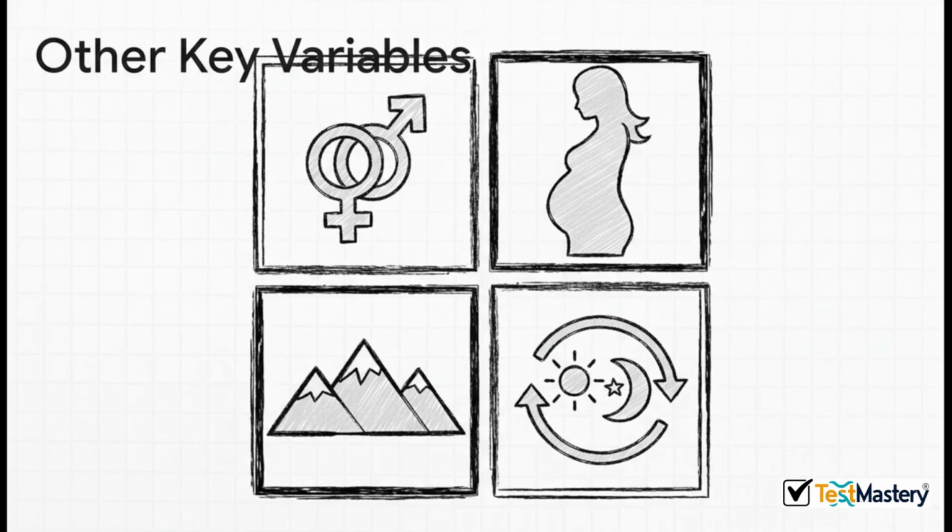And beyond age, there are other key variables, things like the patient's sex, that affects hemoglobin and creatinine. Pregnancy causes huge changes, like watering down the blood and ramping up clotting factors. Living at a high altitude? That'll increase your red blood cell count. And finally, some of the things we measure actually follow a daily rhythm.